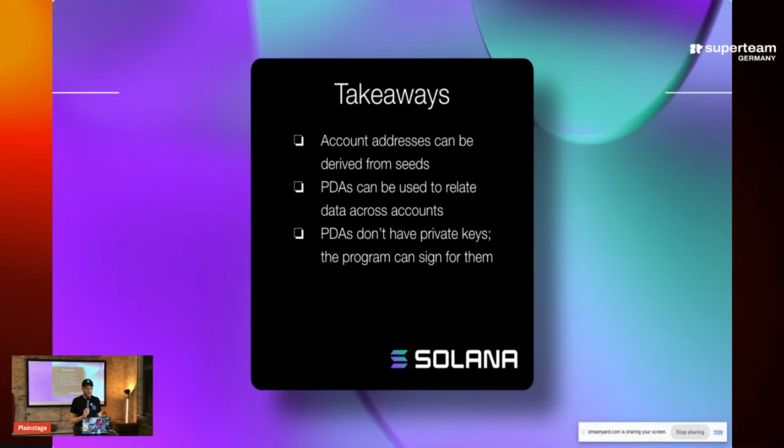As a takeaway, we say account addresses can be derived from seeds, which means all the stuff that you put in a seed will then be hashed and point to this specific wallet. So you always know, let's say if I say I have profile as a string and I add a public key to it, it will always point to my wallet. Then PDAs can be used to relate data across accounts.